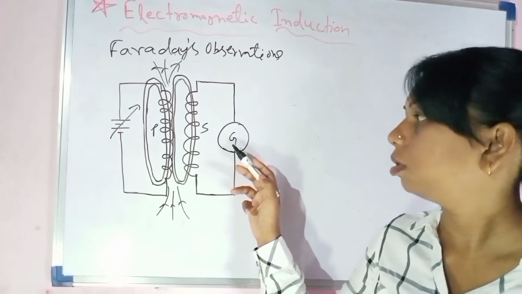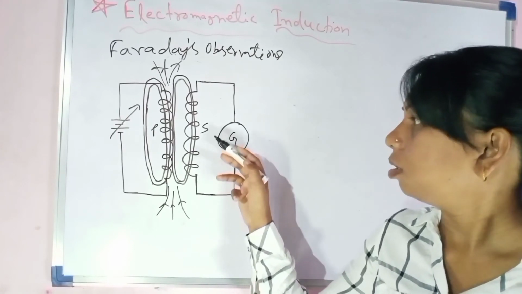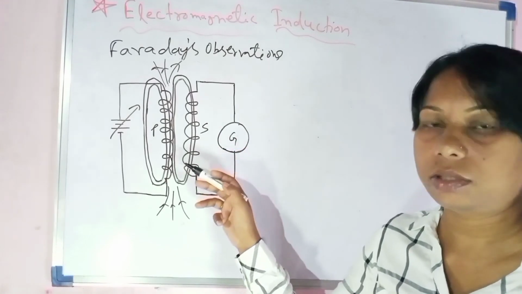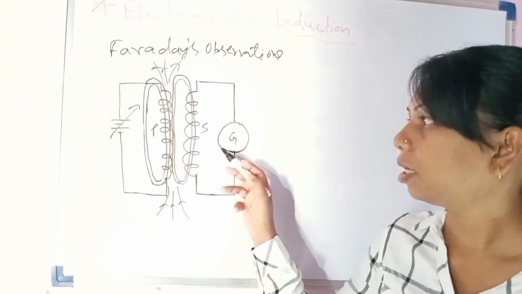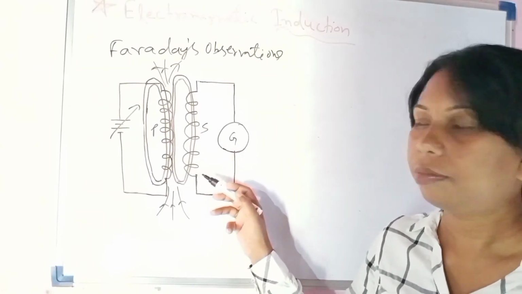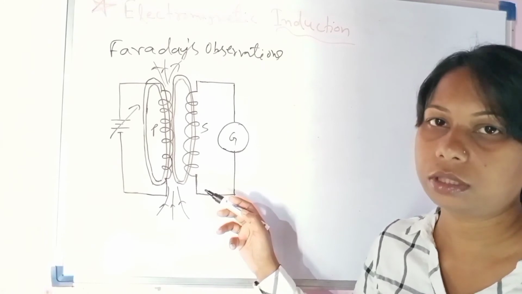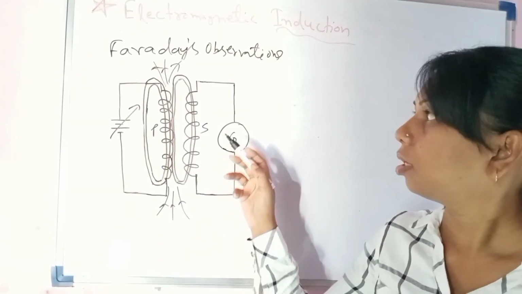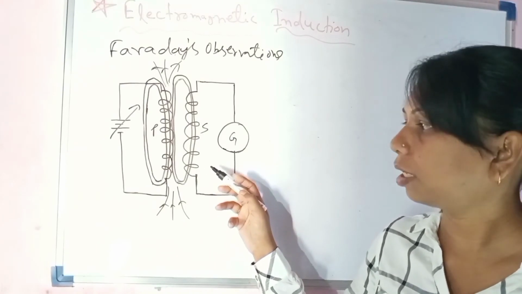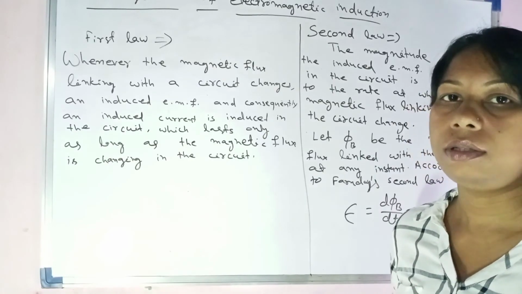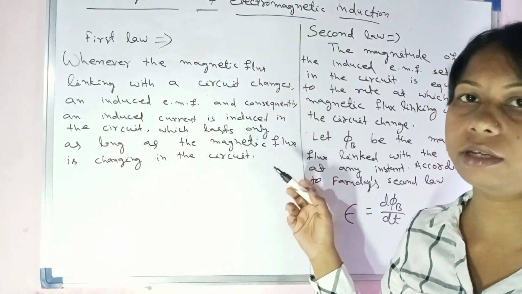From both experiments, it is clear that whenever the magnetic flux linking through a coil changes, an induced current flows. From his observations, Faraday formulated two laws of electromagnetic induction. The first law gives the cause of electromagnetic induction, and the second law gives the magnitude of the induced EMF in the circuit. Now let us state Faraday's first law and second law of electromagnetic induction.